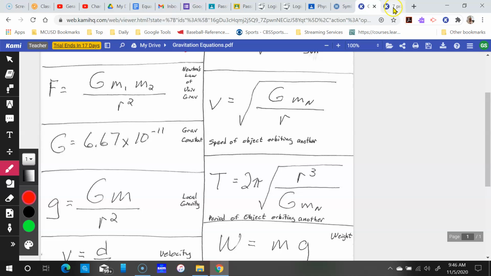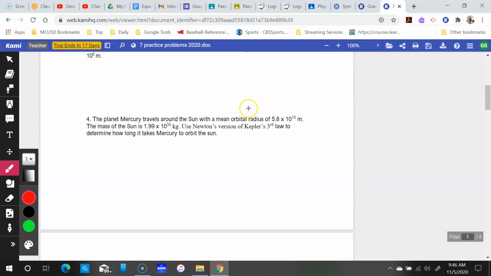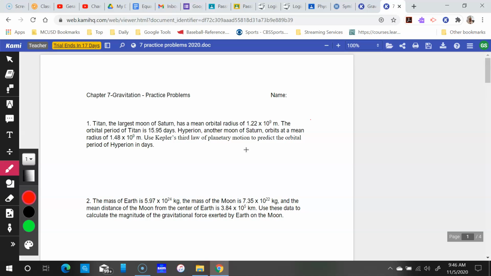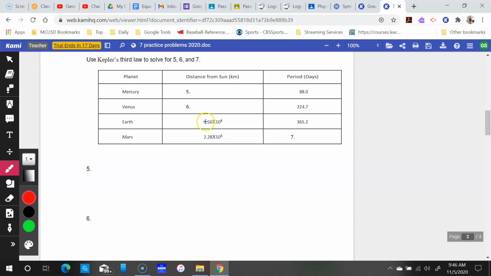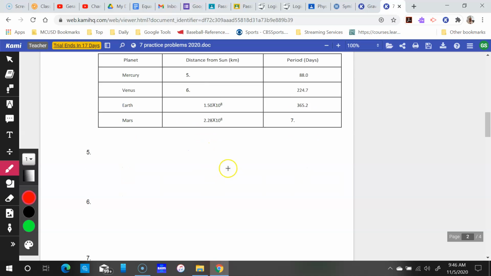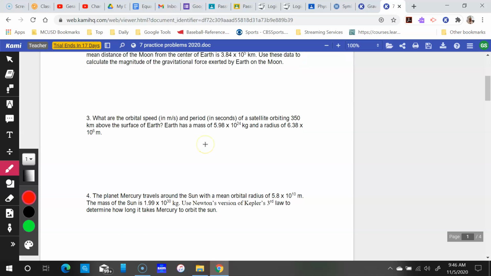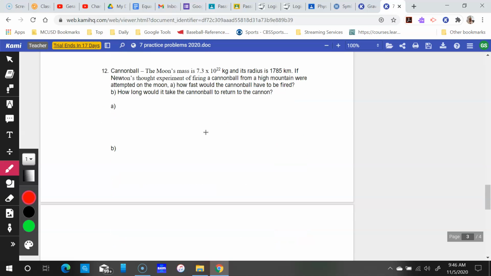So here's the equation set, and then here are the problems. All the problems, you only use those equations. So you go through, you got Kepler's third law here for 1, and then you're using this table 5 to solve for 5, 6, and 7. Universal law of gravitation is 2, and then you're going to determine which equations to use if it doesn't state based on what's given and what you need to find. So you've got 1 through 12.